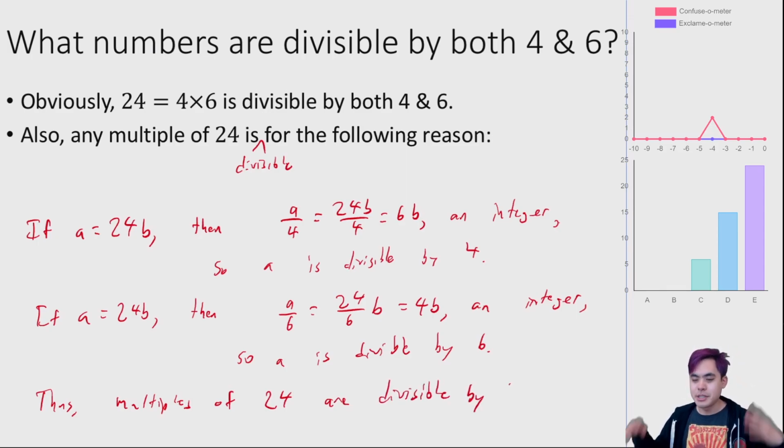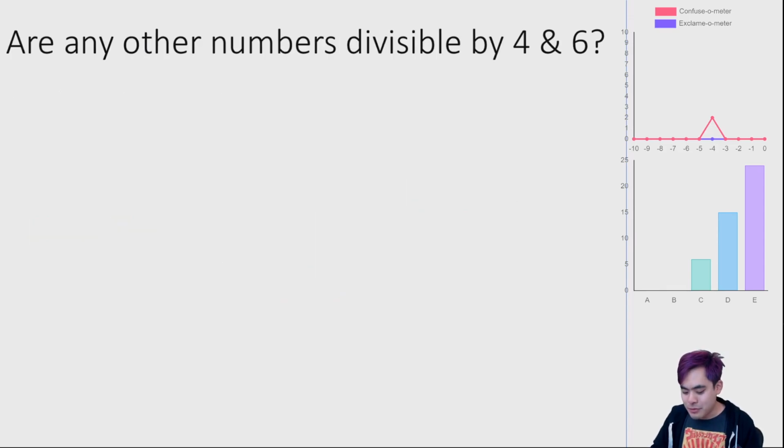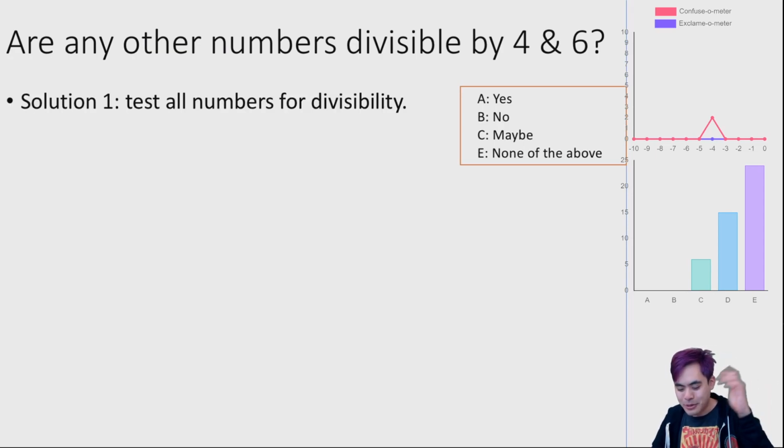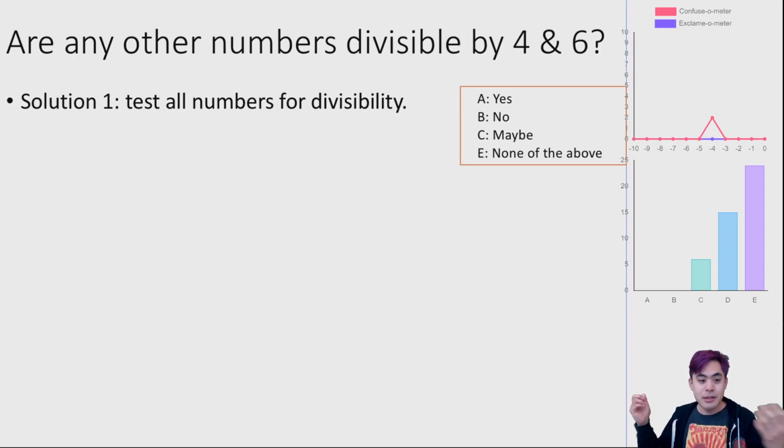Okay, so that's the same sort of reasoning, and we can just show that any multiple of 24 is divisible by both 4 and 6 for the following reason. Now, I was about to ask, are any other numbers divisible by 4 and 6? But a bunch of you had already given 12, so I'm not going to bother asking that. There are a couple different ways of figuring this out. What are these other numbers divisible by 4 and 6?